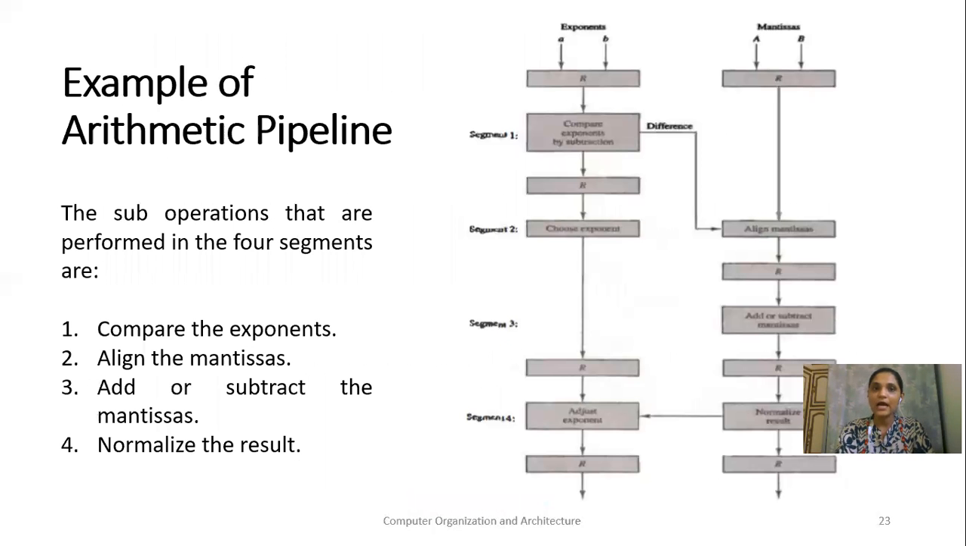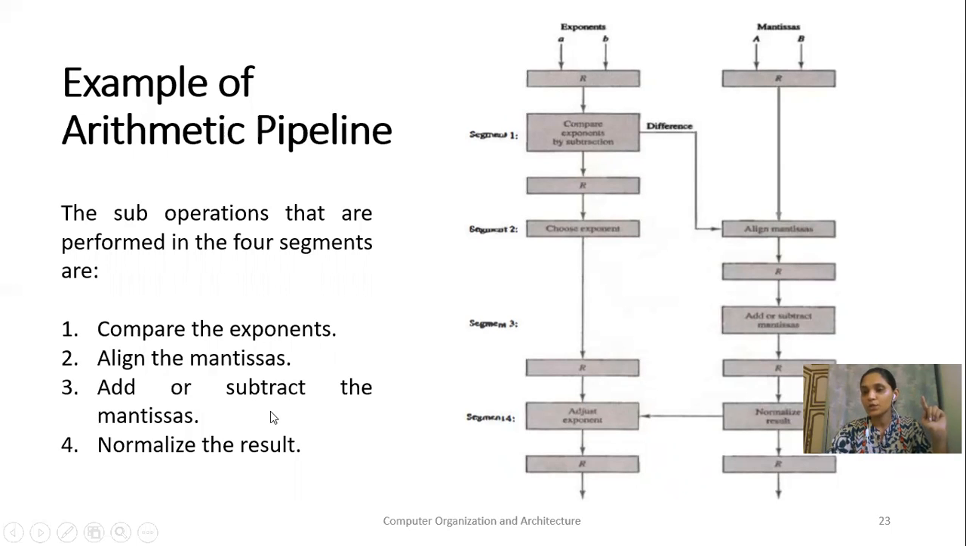Let us see how we can design its pipelining. As we discussed, we will divide this whole task into four segments. The first segment will compare the exponents. The second segment will align the Mantissa according to the requirement of the comparison.